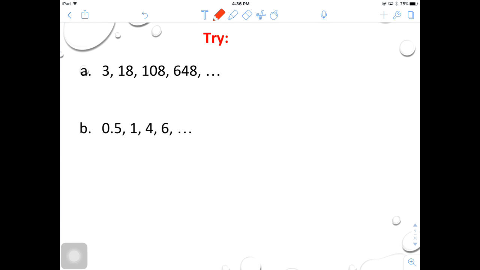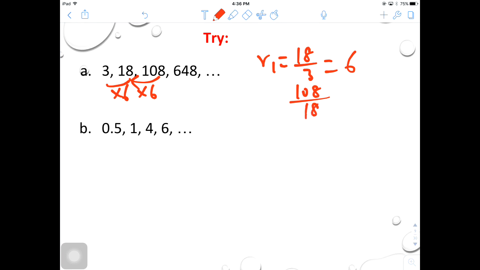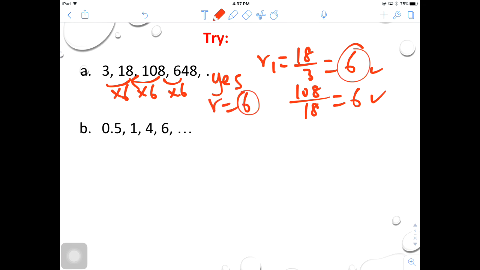So let's take a look and see if you guys got it right. For the common ratio, the first one, R1, is going to be 18/3, and that is 6. And let's check to see if that is consistent for the next one. If I multiply this by 6, will I get to the next number? It looks like 108 divided by 18 is also 6. So it is consistent, and 108 times 6 is 648. So this is a yes, and the common ratio, we already know, equals 6. And that's the end of that problem.